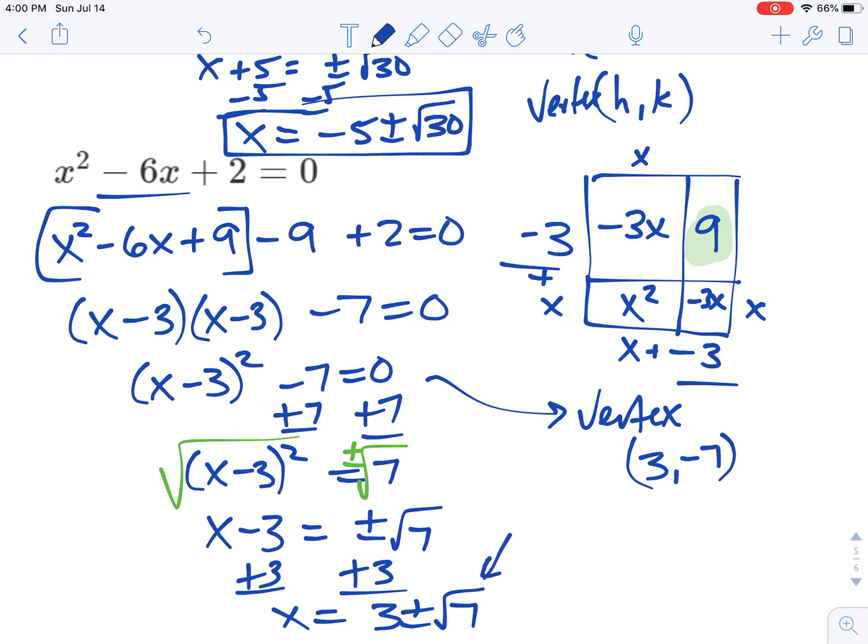Again, this is not going to simplify because 7 is a prime number, so it's got no factors besides 1 and itself. So it's not going to break down into anything like the square root of 72 did. So that's our answer. 3 plus or minus the square root of 7. Those are the two possible values of x that would make this equal to 0.